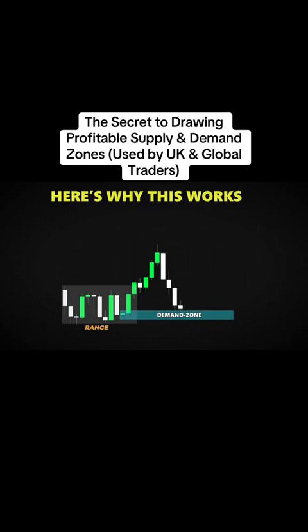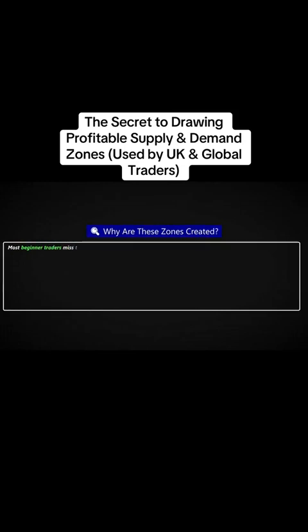Now, here's the thing. As retail traders, we don't have the power or money to move the market like they do, but we can spot these zones where the big money was active. When price comes back to these areas, there's a good chance those same buyers will jump back in and push the price higher. Most beginner traders miss this part completely.